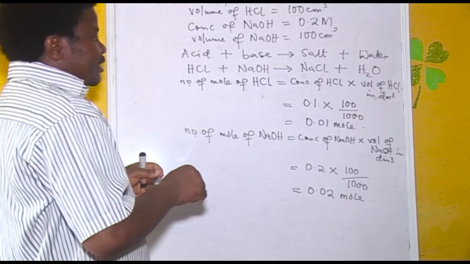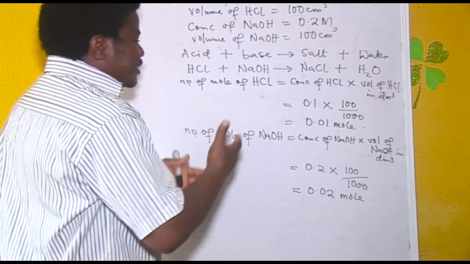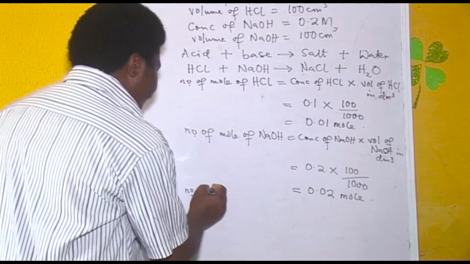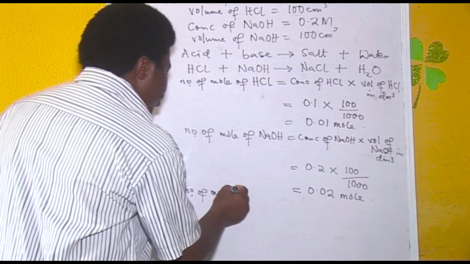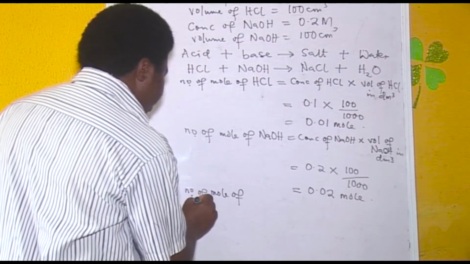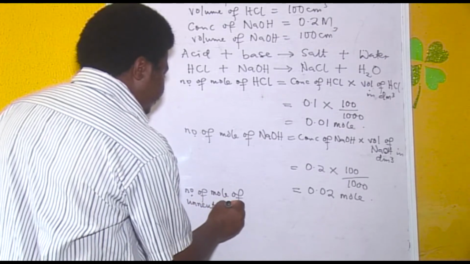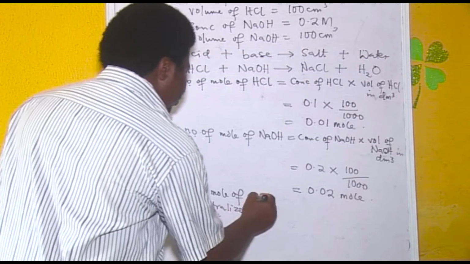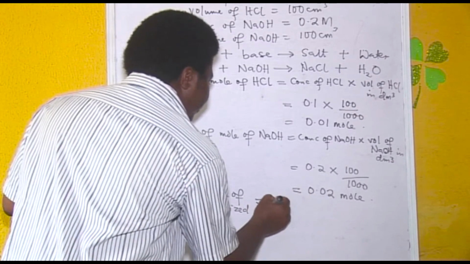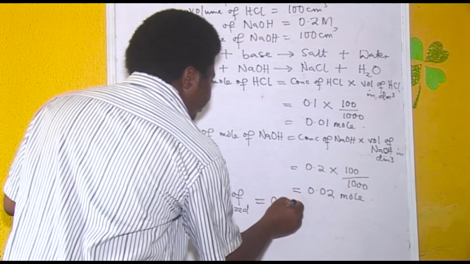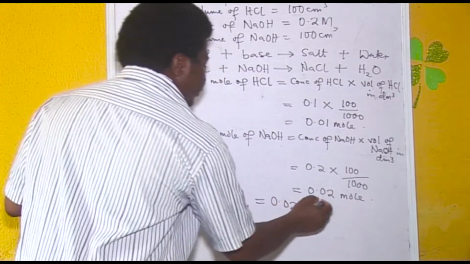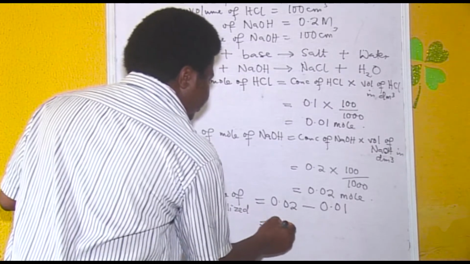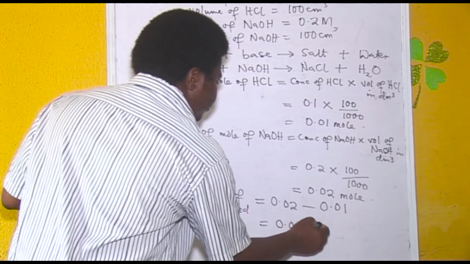In this case, it will be basic because we have more moles of base than acid. So the number of moles of unneutralized NaOH will be the number of moles of NaOH minus the number of moles of acid. That will be 0.01 mole.